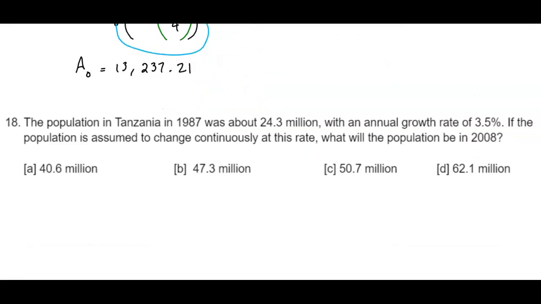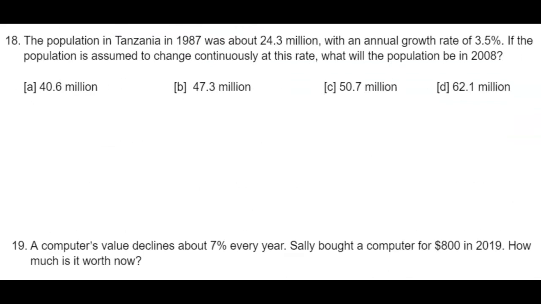On number 18, you're looking at population in Tanzania in 1987. In 1987, it was 24.3 million. There was an annual growth rate of 3.5%. We are assuming that it's changing continuously. That's really important. It tells you the equation to use at this rate. What will it be in 2008?